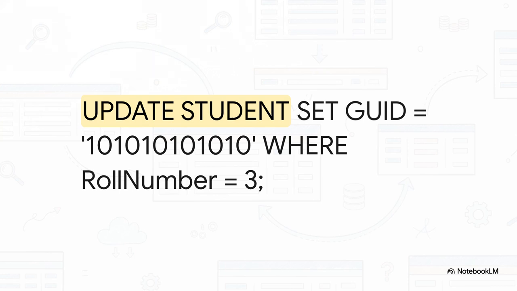We use the update command. We say update student, telling SQL the exact table to modify. Then we say set GUID equals 1010101010, but here is the absolute most important part. Right at the end, where roll number equals 3. That where clause ensures we are only updating that one specific record for the student with roll number 3.